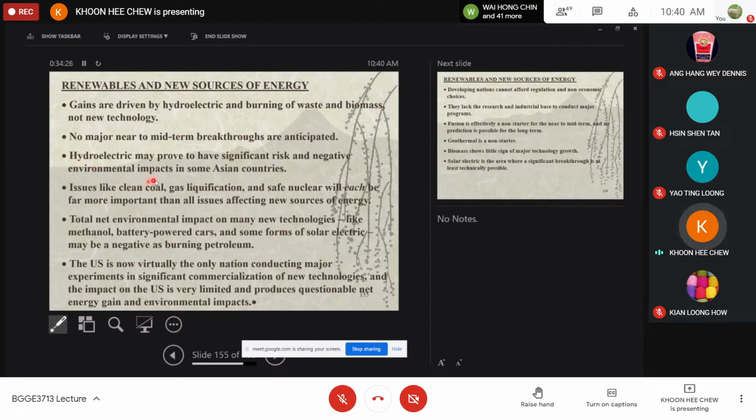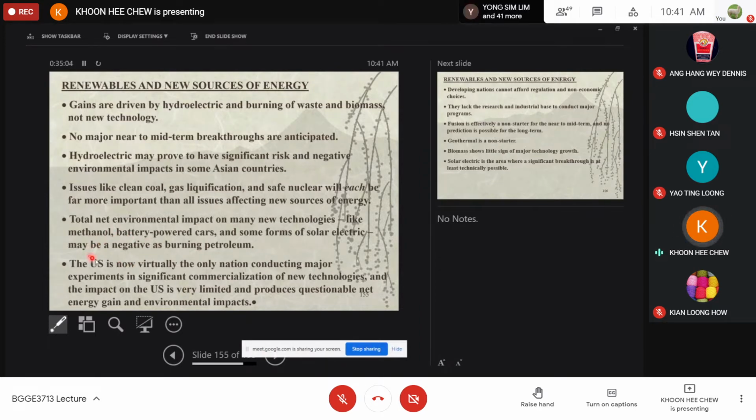Issues like clean coal, gas liquefaction, and safe nuclear will each be far more important than all issues affecting the new sources of energy. So they foresee that clean coal, the pre-washed coal, gas liquefaction, and safe nuclear will have a more important role. Even here I mentioned nuclear. The total net environmental impact of many new technologies like methanol and battery-powered cars may be negative, as compared to burning of petroleum.